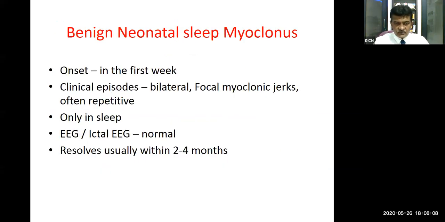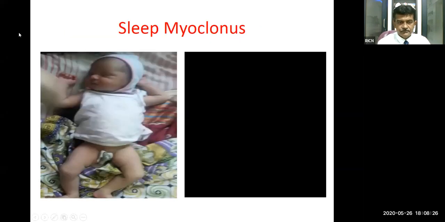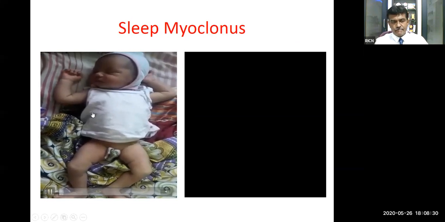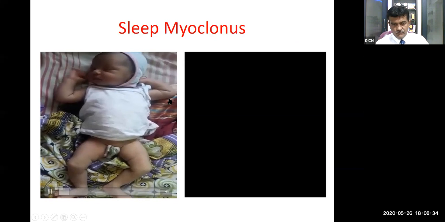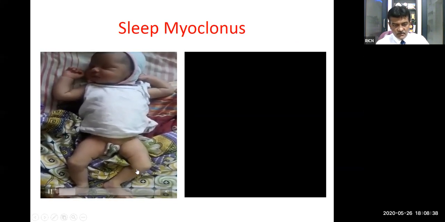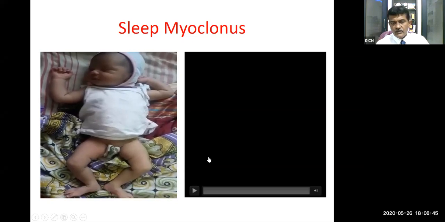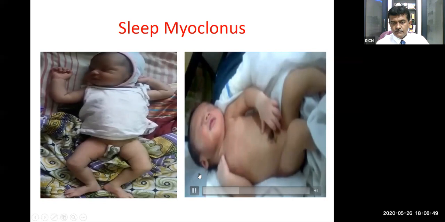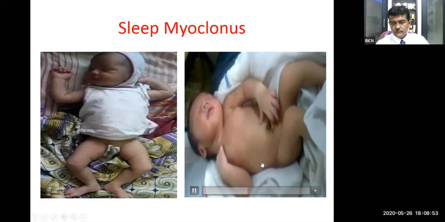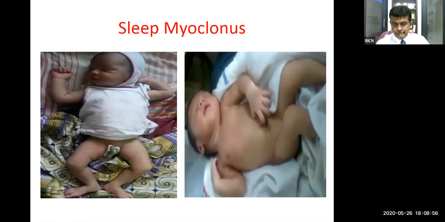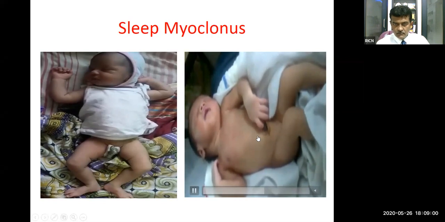This everybody has come across, right and left. It is benign neonatal sleep myoclonus, with onset in the first week. The episodes can be bilateral, focal myoclonic jerks, and often repetitive. But it always occurs in sleep. EEG will be normal. It resolves within 2 to 4 months. Still asleep, so these are focal sleep myoclonus.